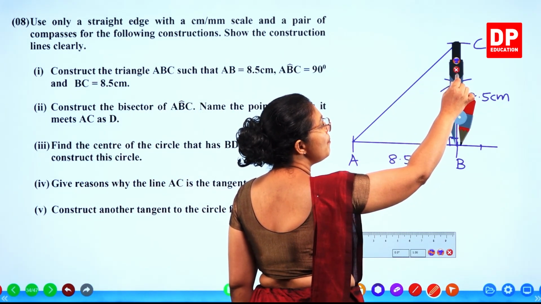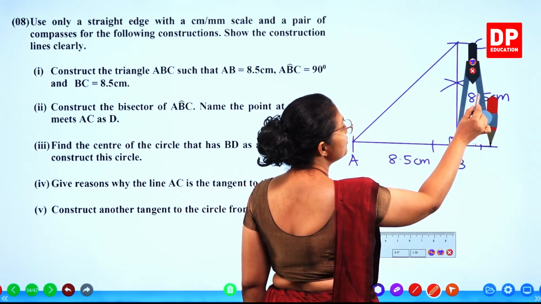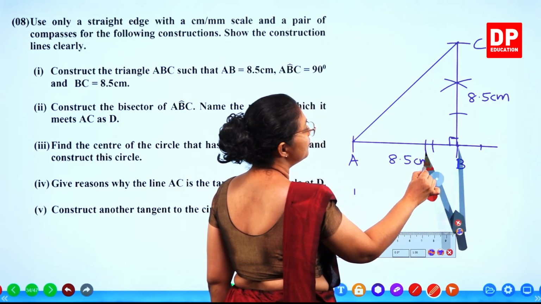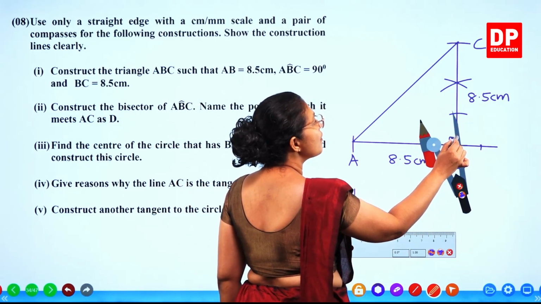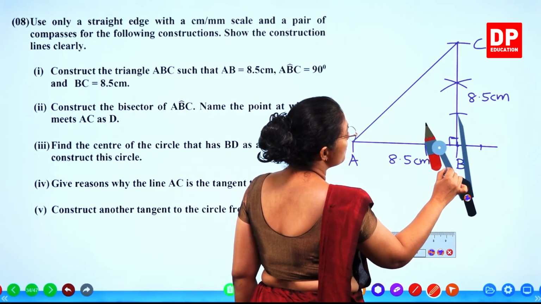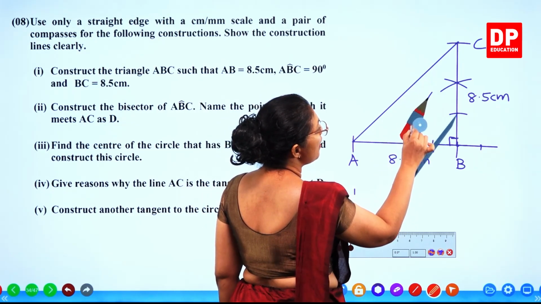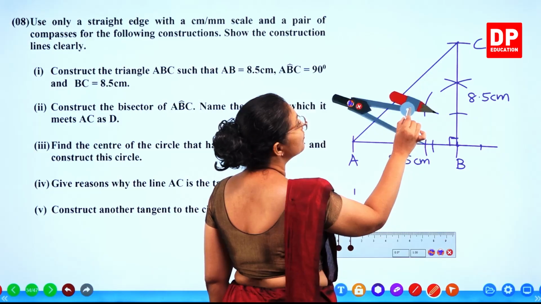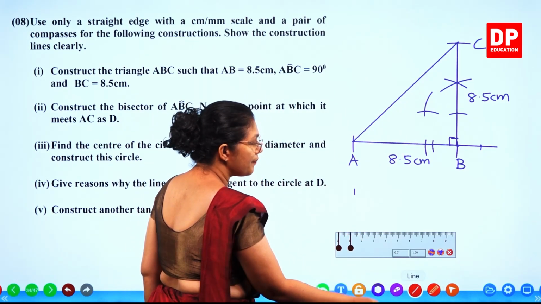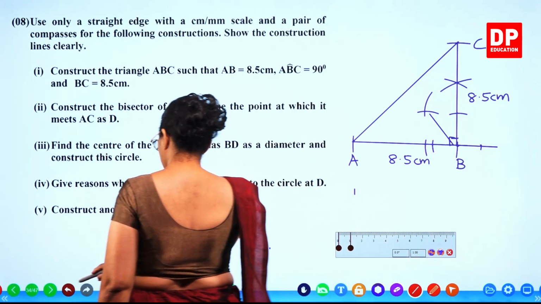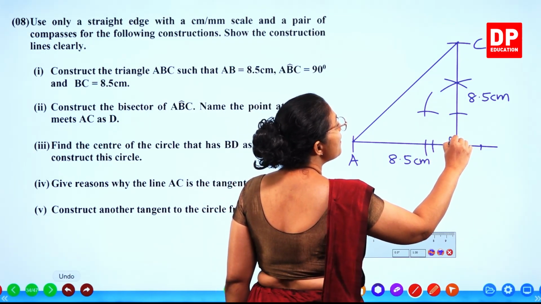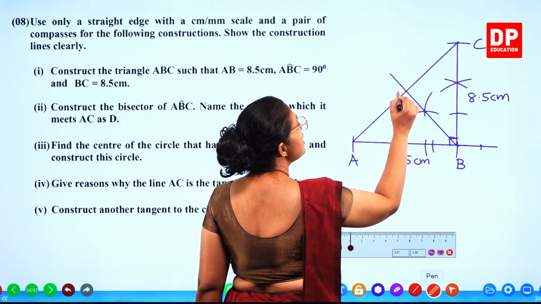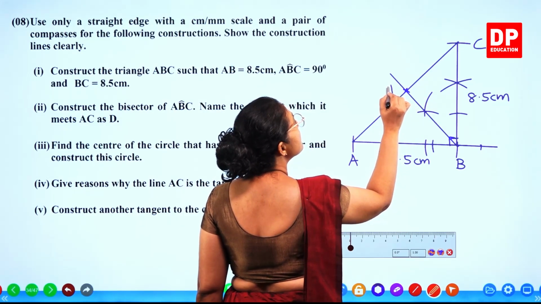So you keep the compass on top of B and take any distance, and you need to mark the two arcs here and here. And then you can take the same distance or a bigger distance and keep on top of the marked arcs, and you can mark the other two arcs. Now you can connect B and that intersecting point. It says point D is the intersecting point of this bisector and the AC length. So this is D.